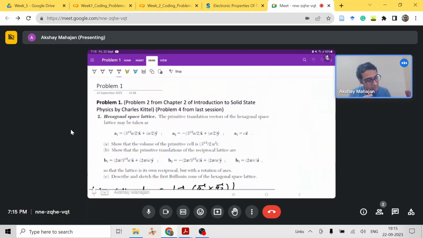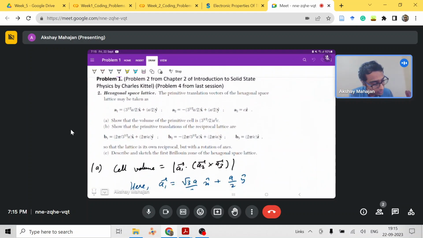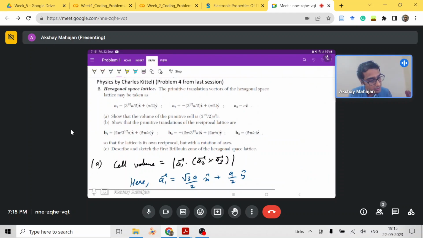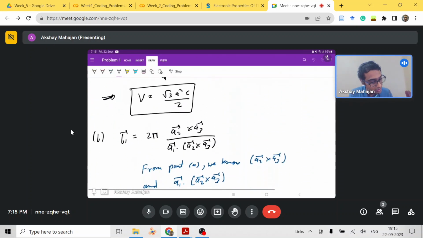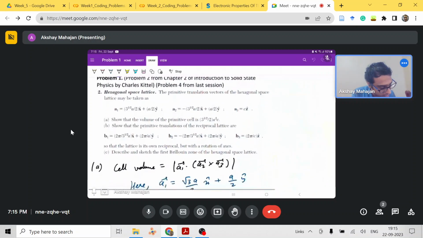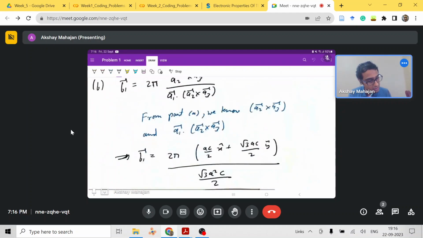Then the B part was asking us to show that the primitive translations of the reciprocal lattice vectors are given by these B1, B2, B3. The B part was not only this; we also showed that the lattice is its own reciprocal, but with a rotation of axis. So basically in the B part, first of all we found B1, B2, B3, and we showed that they are given by these formulas. And then we also showed that the reciprocal lattice of a hexagonal space lattice is also a hexagonal space lattice, only rotated. Alright, so this is the B part.